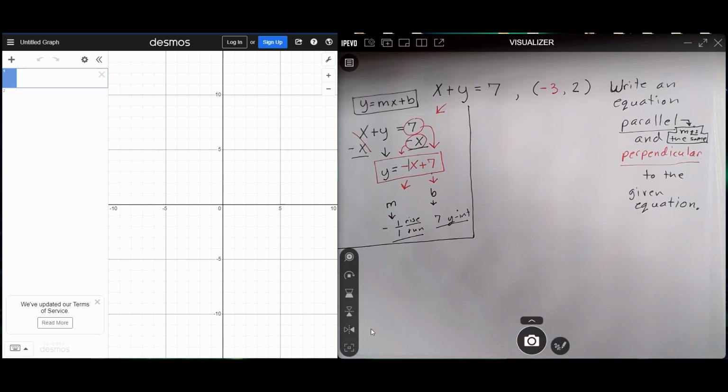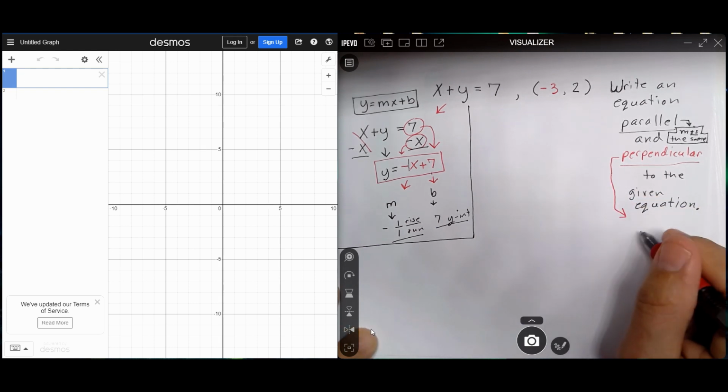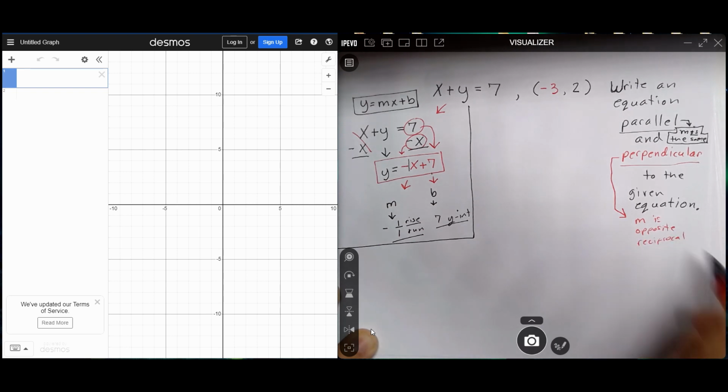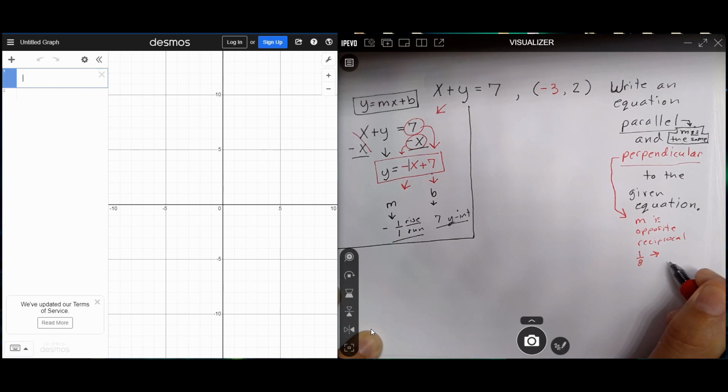For the perpendicular, now this is a special situation. Let me write the message down here. M is the opposite reciprocal. What that means when I say the opposite reciprocal is that, for instance, let me just give you an example. Let's say that I had a slope of 1 over 8. If that was my slope, then what I would do is convert it to 8 over 1 and change the sign to negative if it was perpendicular. In other words, it would have a slope of negative 8.